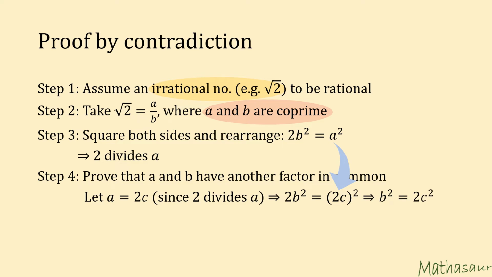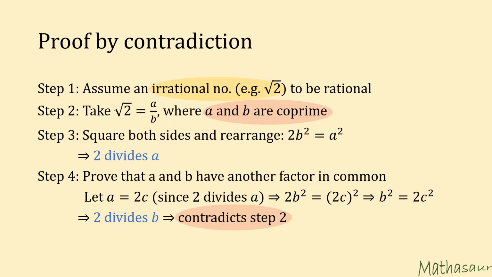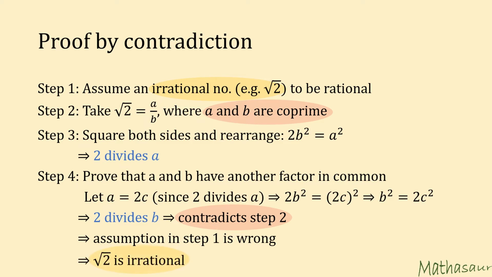Simplifying, we get b square is equal to 2c square. Now this means that 2 divides b square. And this also means that 2 divides b. Now look at these two statements. 2 divides a and 2 divides b. But 2 is a common factor other than 1, which means that a and b are not co-prime. So we are contradicting step 2. Which simply means that our assumption in step 1 is wrong. We assumed that square root of 2 was rational. If that is wrong, then that means that square root of 2 is irrational.